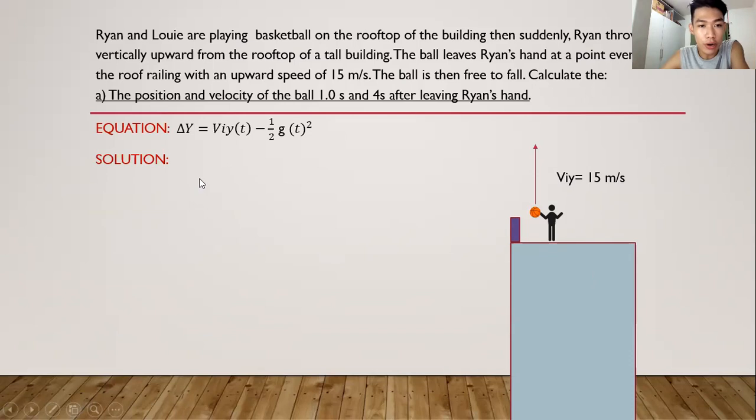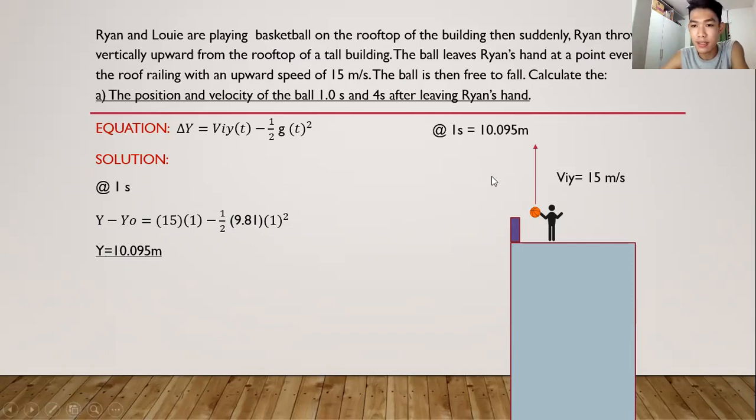So for our solution, at 1 second, delta y, which is y final minus y initial, equals 15 multiplied by 1 minus 1/2 multiplied by the gravity, which is 9.81, multiplied by 1, the given seconds, squared. So the answer will be delta y equals 10.095 meters. At 1 second, the ball will reach 10.095 meters.